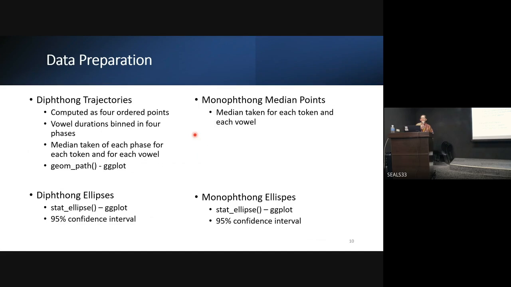To look at the diphthong trajectories, we computed them as 4 ordered points, because for diphthongs we're really talking about dynamic change over time. The vowel durations were binned in 4 phases. We took the median of each phase for each token for each vowel, and used geom_path to plot that, with diphthong ellipses at a 95% confidence interval. For monophthongs, we took the median for each token and each vowel.